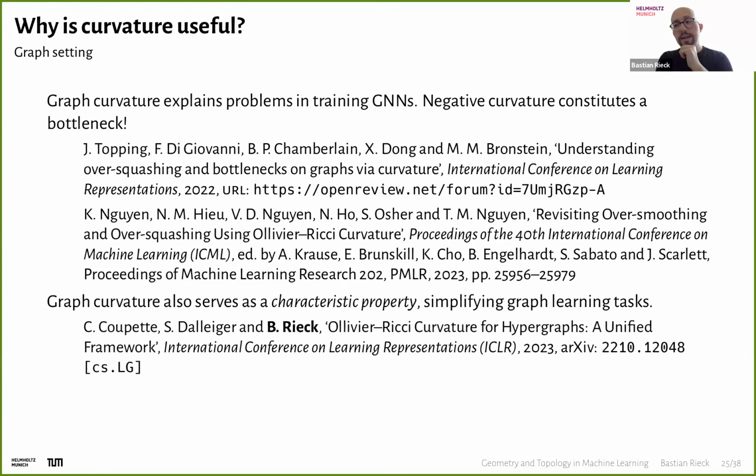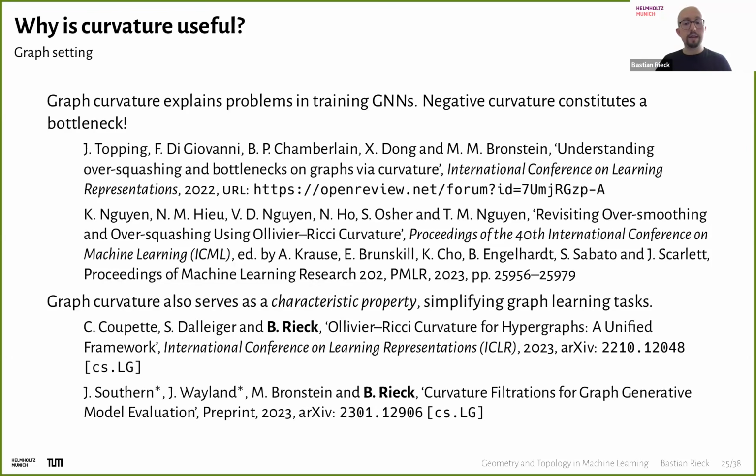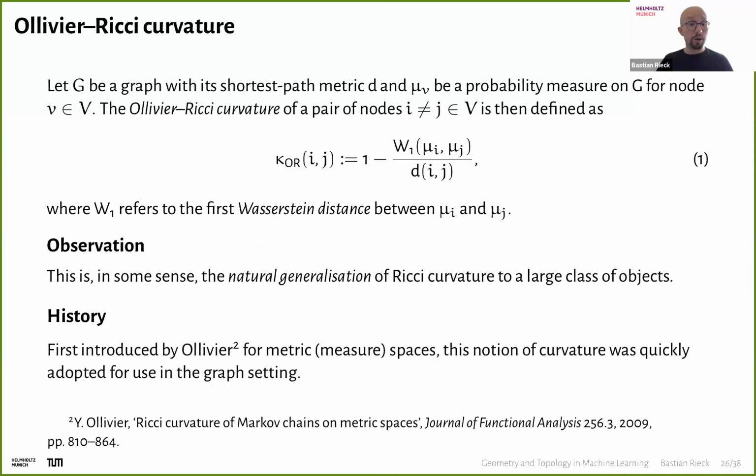From my end, I have some research to contribute to this direction as well. Namely, we were recently able, in an ICLR paper, to show that we can use graph curvature as a characteristic property for simplifying certain graph learning tasks, more specifically hypergraph learning tasks, or we can use it to compare different graph generative models, which is the preprint that I will show you later on.